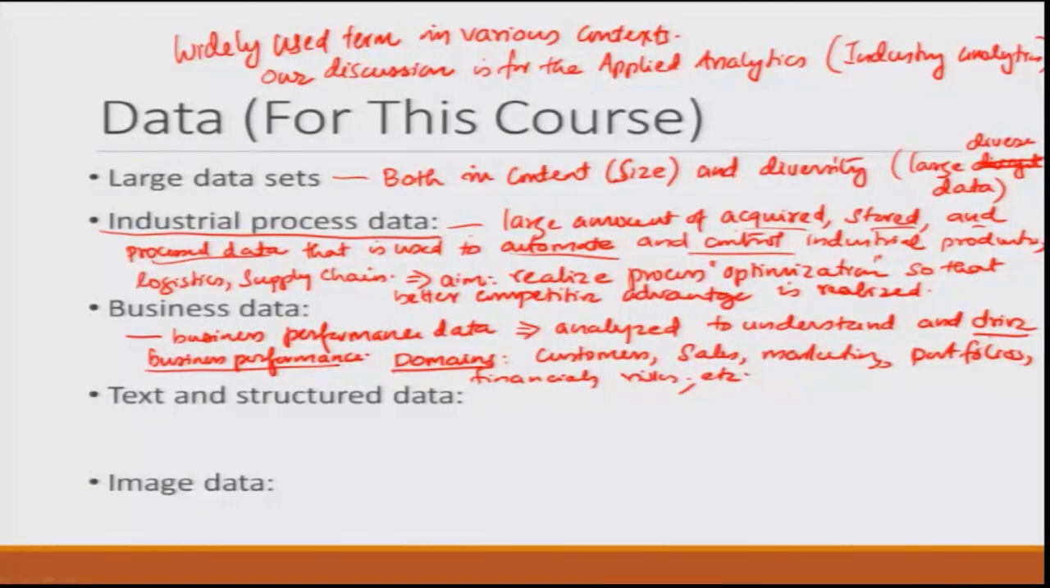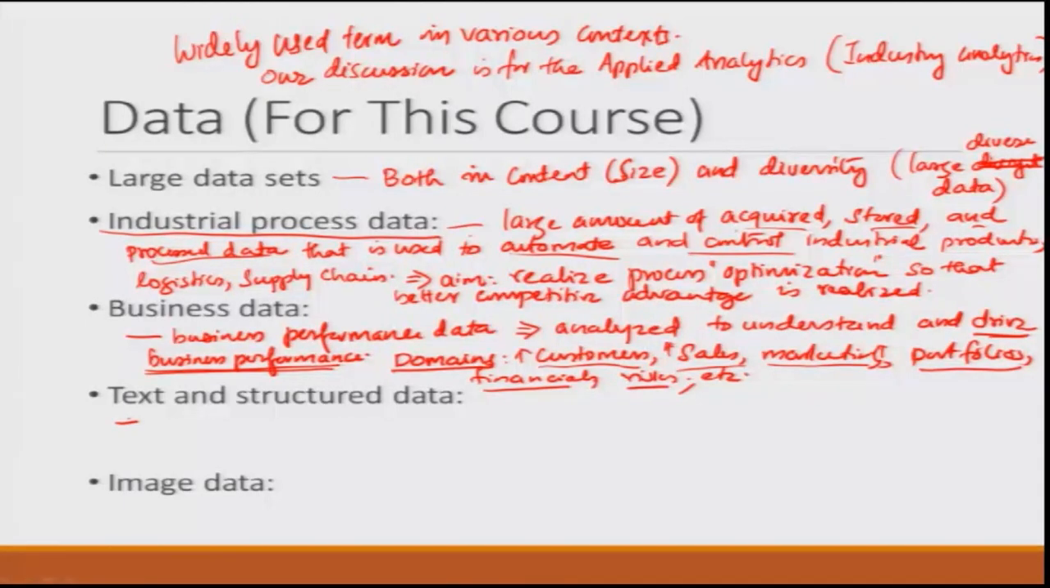So where you are looking at driving performance: in the case of customers, you will be talking about increasing the number of customers. Sales, obviously, increasing the number of sales or the volume of sales or the amount of sales. Marketing is how to effectively market the product. Portfolio is what product portfolios you need to carry. And financials will be what is the best way of obtaining maximum money out of what we have, the best way to invest, how to reduce the risk in the industry, etc. So these are the aspects of the business data. So the main aim is to drive business performance.